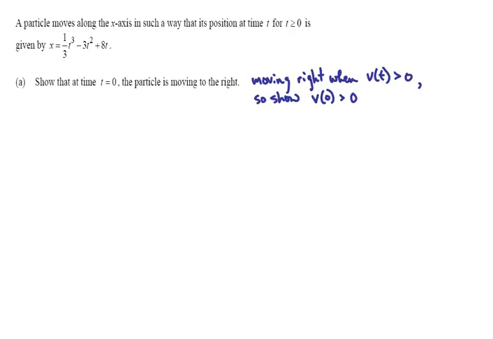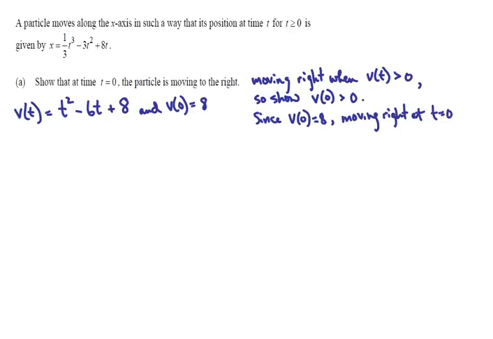Alright, so we need to show that v of 0 is greater than 0, so we need to find the derivative. And the velocity function is going to be 3 over 3t squared, which is just t squared, minus 6t plus 8. And v of 0 is going to equal 8. So we know that the particle is moving right at t equals 0. Alright, so that's part A.